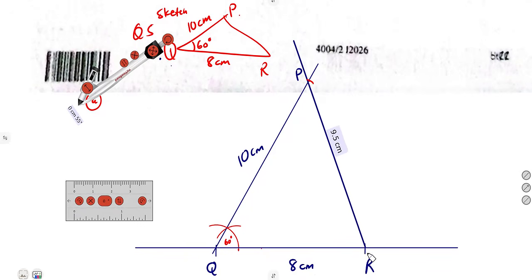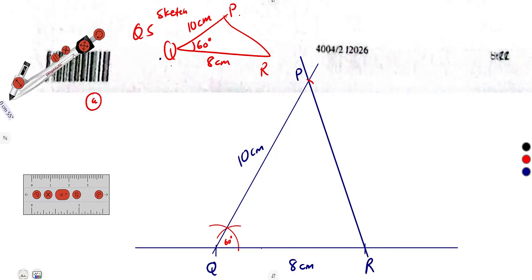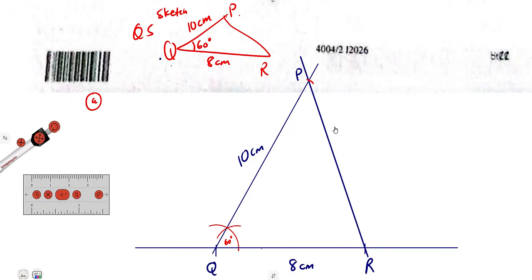You join using the ruler from Q to R, just passing through something like that. So this is what you're going to have. Q to R, this is what you're going to have here. Done. Those are the constructions, simply like that. You have completed the diagram from the given information.